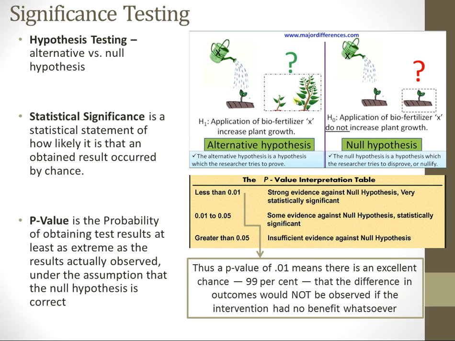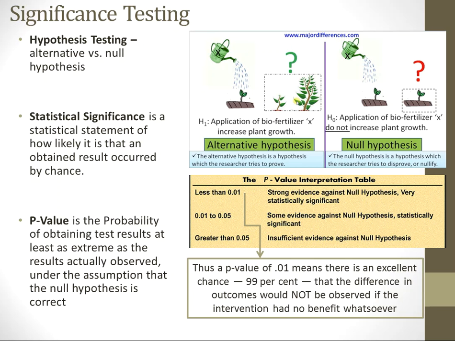So when we design our experiments, we design it in such a way that we create a hypothesis testing, where we have an alternative hypothesis and a null hypothesis. What the null hypothesis is saying is that the result that we hope to find is not there at all. So the null hypothesis is a hypothesis which the researcher tries to disprove or to nullify. So that's basically saying that your belief about something X affecting something Y is not actually true at all. That's the null hypothesis. The alternative hypothesis is the one in which the researcher is trying to prove.